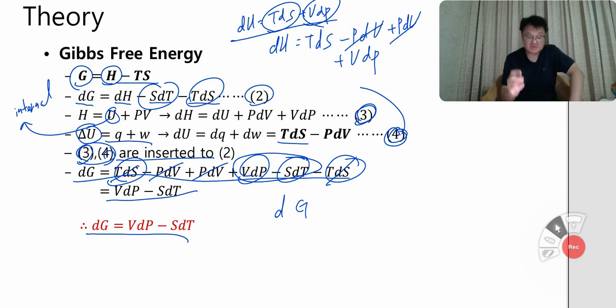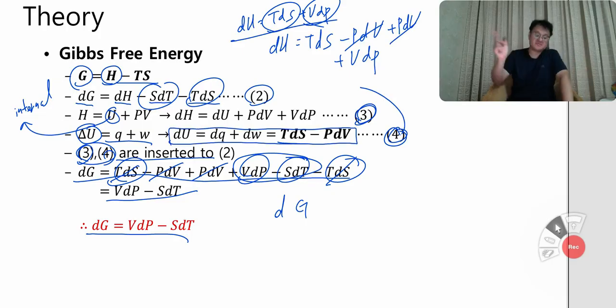I just want to mention once again that this relationship is based on the reversible process, and this is somehow related to the Clausius inequality. I don't want to go into too much detail about this. You're going to learn about this in physical chemistry too.